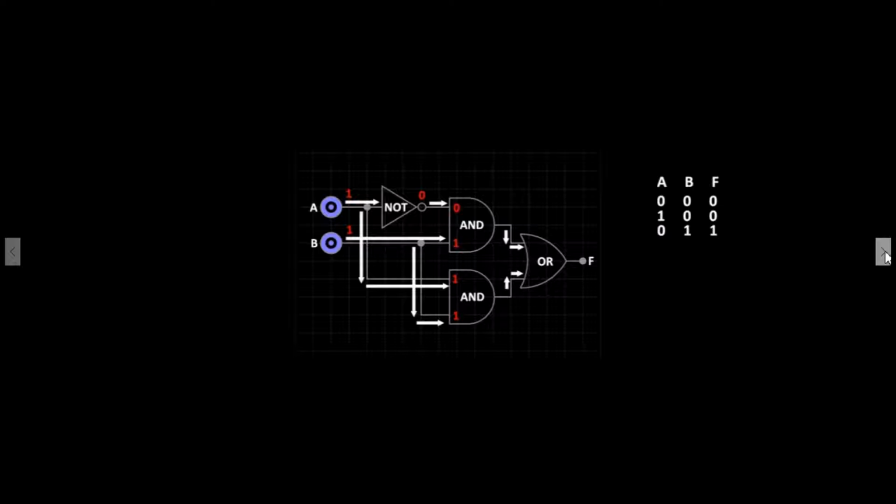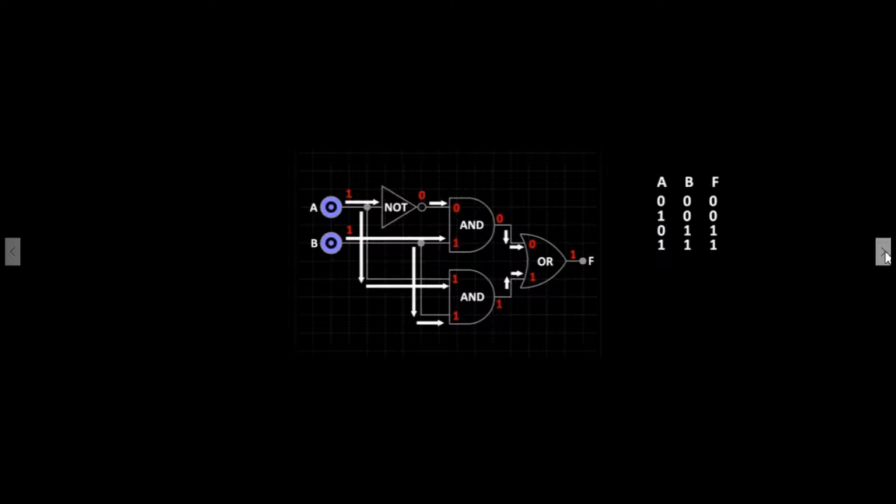The first AND gate will produce a 0, and the second AND gate will produce a 1. A 0, 1 signal will turn on the OR gate and it will allow it to output a 1 at F. We can now update the truth table. A 1 signal on A and a 1 signal on B will produce a 1 signal at F.